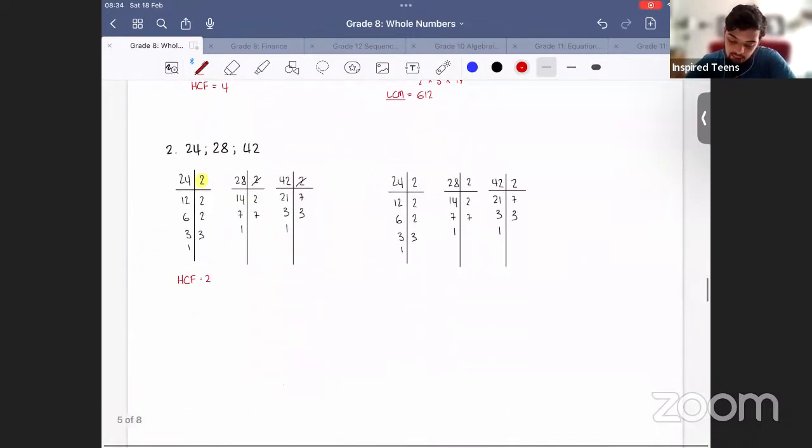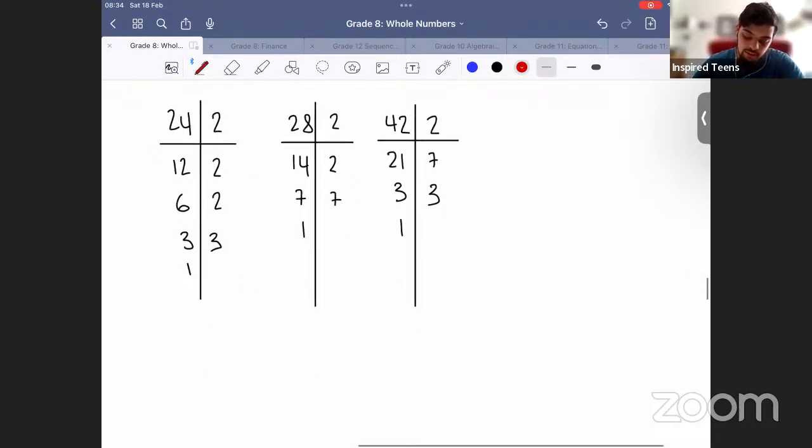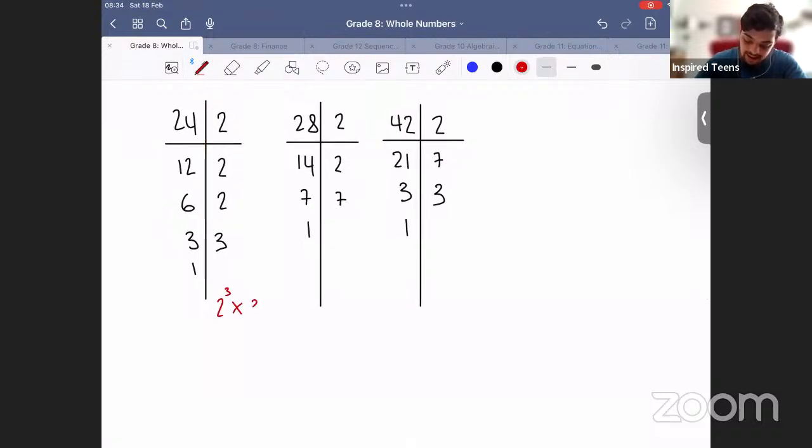Let's talk about 3 numbers. So let's look at this case. For lowest common multiples, step 1 has been completed. We have written 24, 28, and 42. We've written the prime factorization of each number. Step 2 is to write out the exponent notation for each one. So 2 cubed, in this case 2 to the power of 3, because I have 3 2's, multiplied by 3 to the power of 1. So for each number, that's what I'm going to do. 2 to the power of 2 times 7, and this is 2 times 7 times 3.